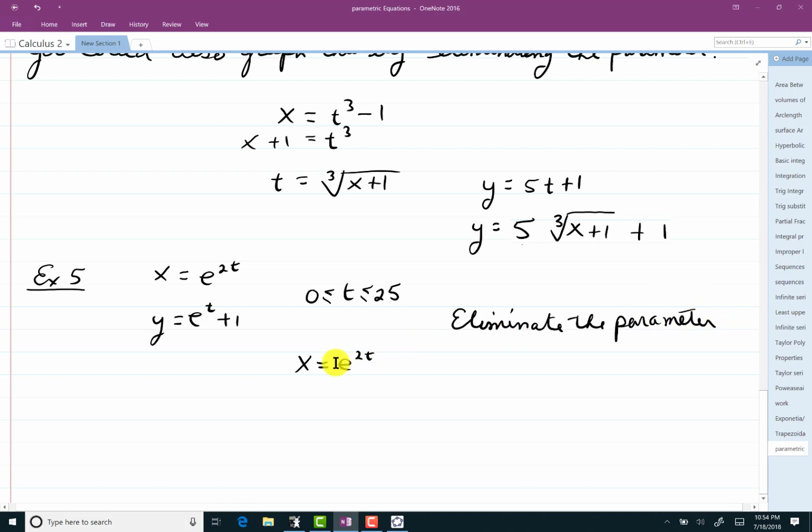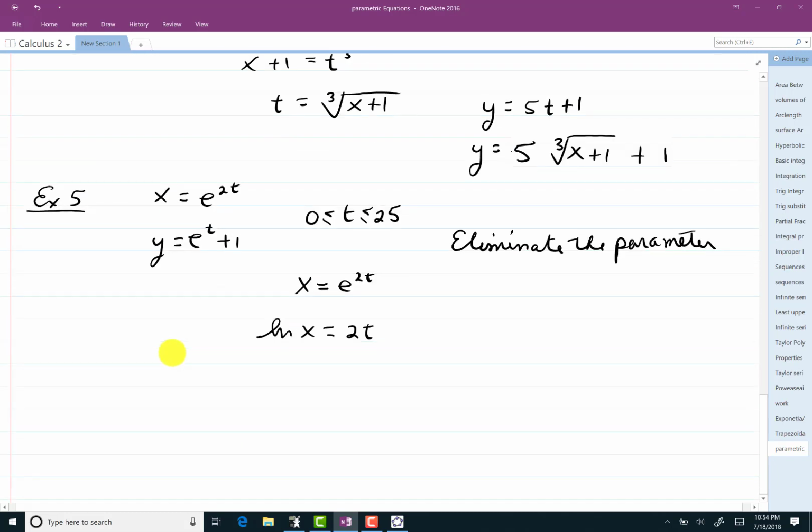Well, how do we solve this for t? Well, you take the natural log. And then you can divide by 2. You could even have fun with this and rewrite it as the natural log of the square root of x, because you take this half and bring it as a power to x.